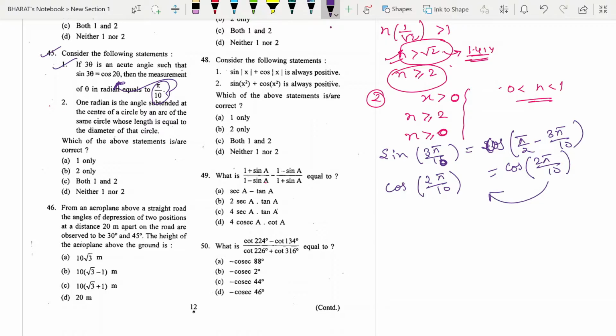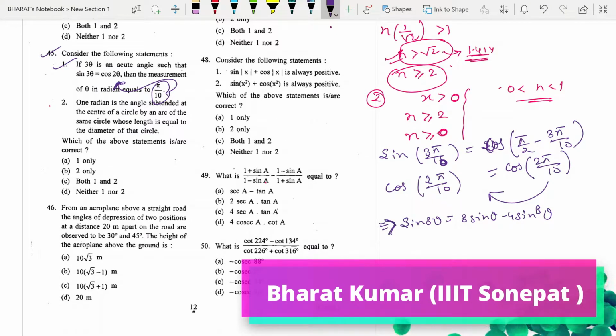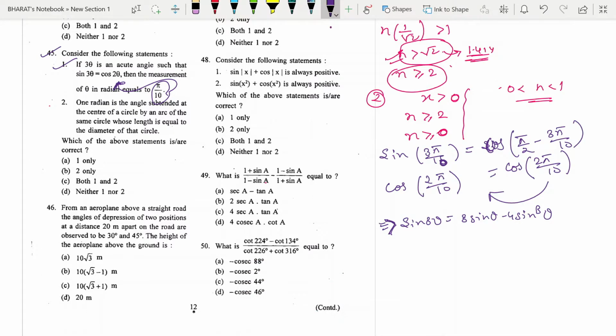Okay, this is satisfying. The other way is that we can change sine 3 theta into 3 sine theta minus 4 sine cube theta. That is a rather lengthy way. You will have to find the solutions of the cubic equation. That is not easy. So let's move to the second statement.